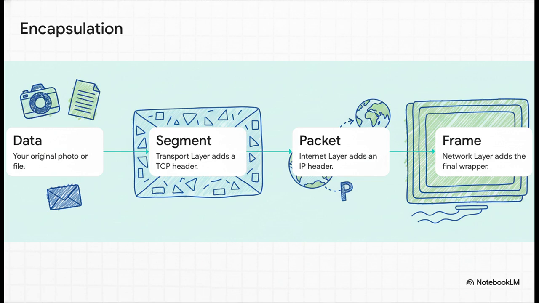Now it's a packet. And finally, the network access layer wraps the whole thing up for its physical journey, turning it into a frame. See? Each layer adds its own little envelope. And when it gets to its destination, your friend's device just unwraps these layers one by one to get back to the original photo inside.